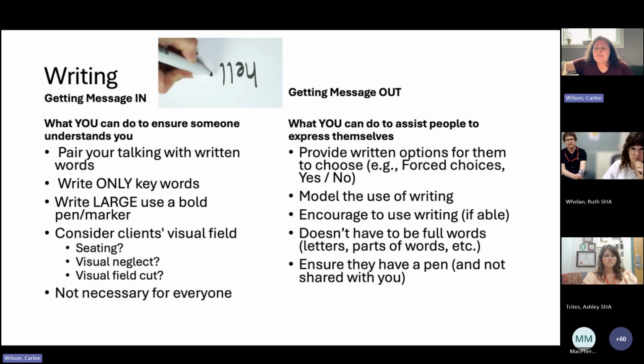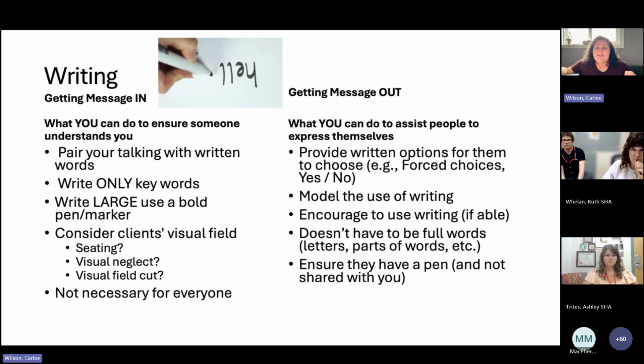We can have a page that just says yes and no, and the person can point. We can also model the use of writing or really encourage someone to write. If they're trying to get a message out, they don't have to write a full sentence or even a full word. Just writing letters, parts of words, or parts of sentences can help you work together to understand what message they're trying to get out.